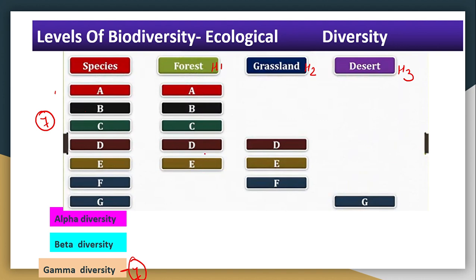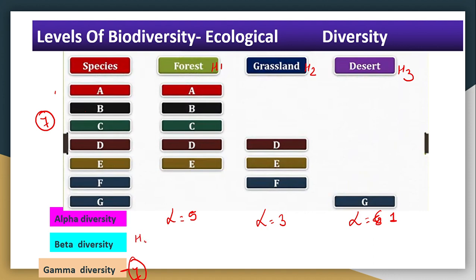Tell me, if I am going to count the number of species in a particular area, is it going to be alpha, beta or gamma? It's going to be alpha. So alpha is equal to 5. Alpha diversity is equal to 5 over here. What about the grassland? How many? 1, 2, 3. So alpha is equal to 3 over here. What about desert? Alpha is equal to 1 over here. That is G, right? But when we are going to find beta diversity, I have to compare the habitats.